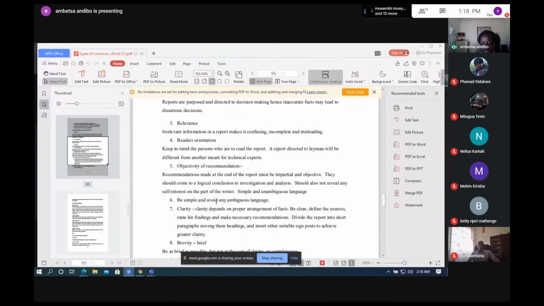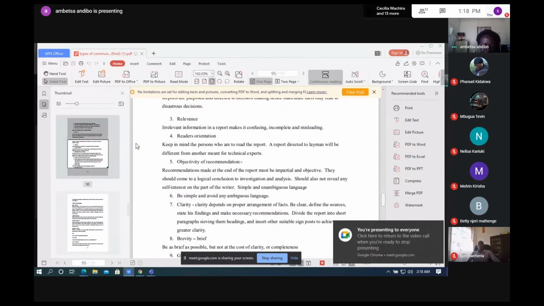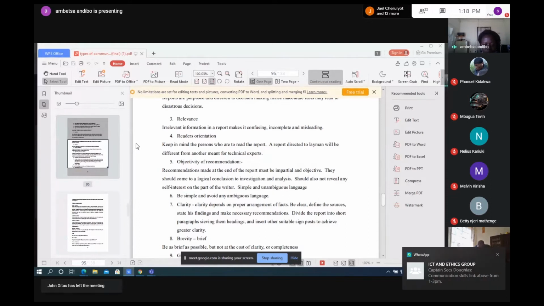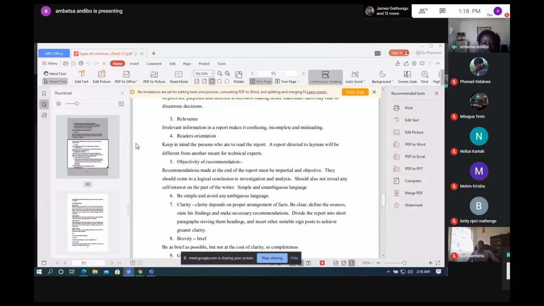Then consider the reader. So if you're dealing with laymen, do not use technical terms. If you're dealing with technical experts, then you can use their technical language. But if you're dealing with laymen, then use simple, clear language. Then objectivity of recommendations. Your recommendations should not be biased.